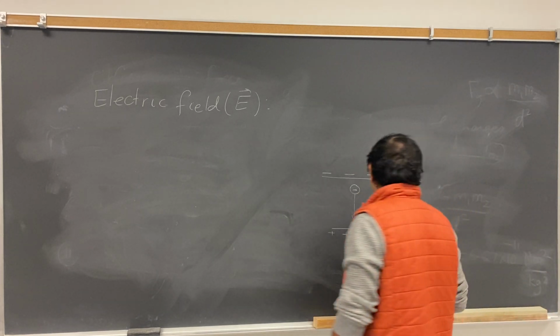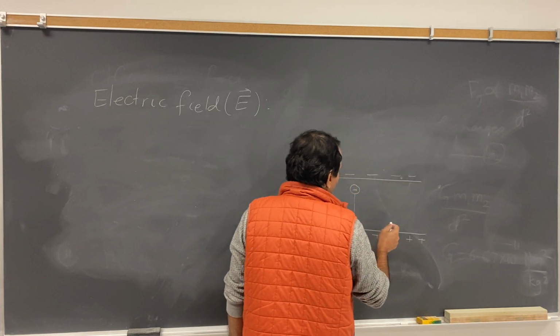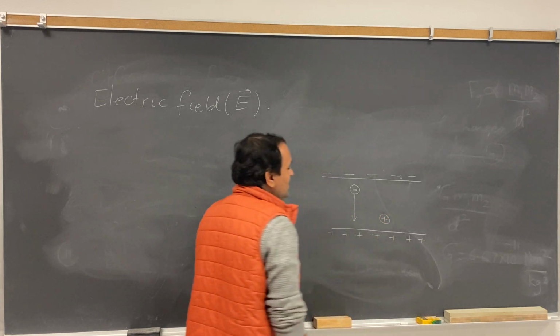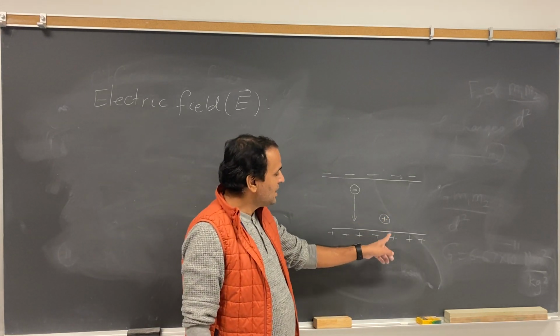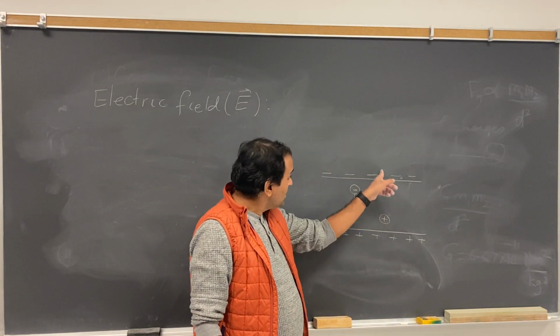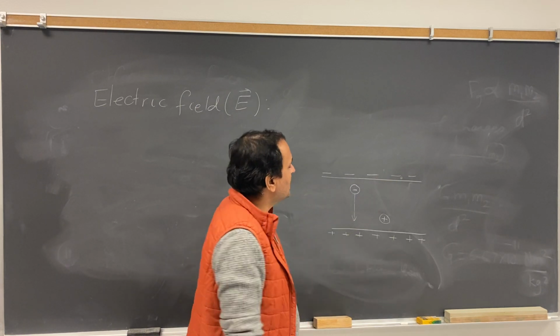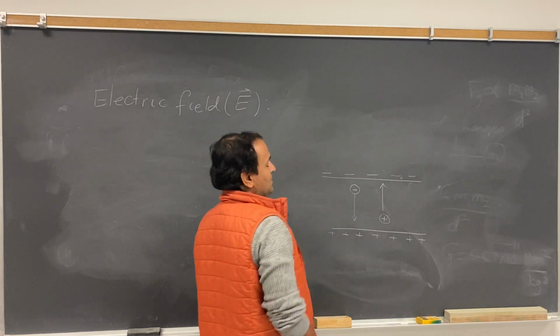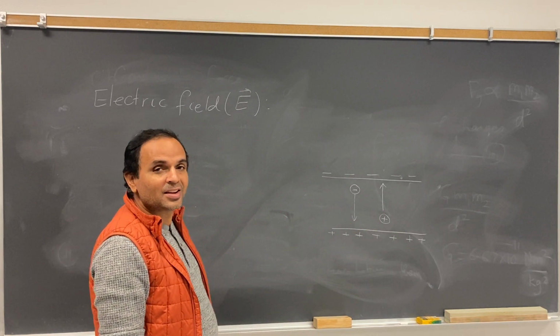But what happens in this case then? If you take a positive charge here, what happens? This is a positive charge, this is also a positive charge, but here you have a negative charge. So this negative charge attracts this positive charge. Is that right?